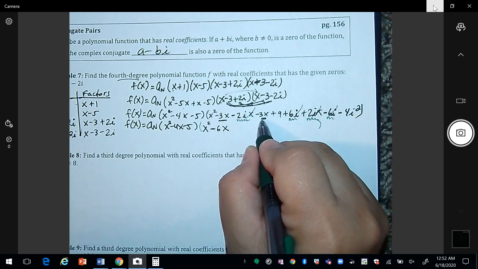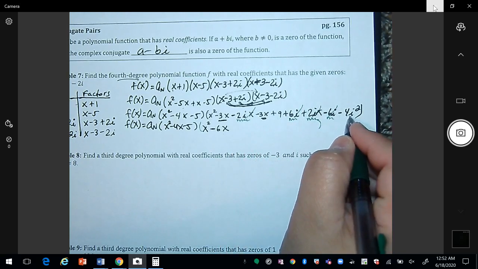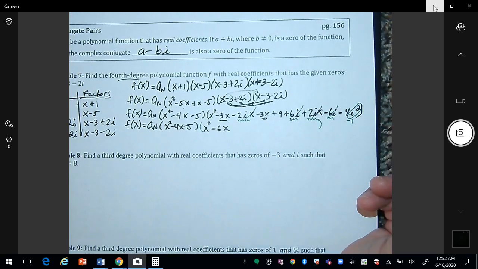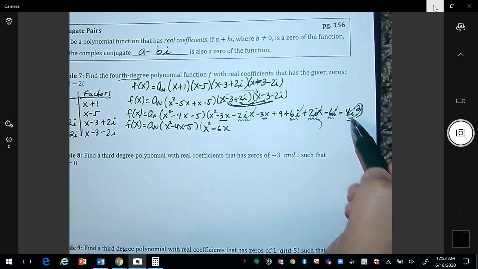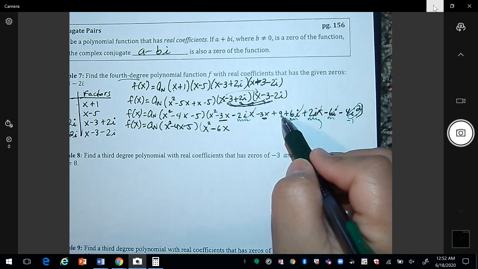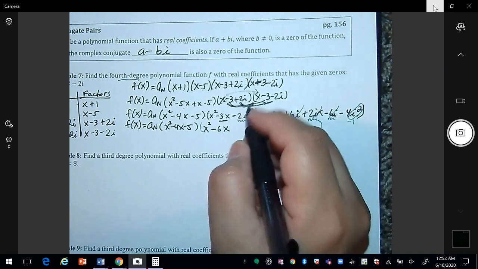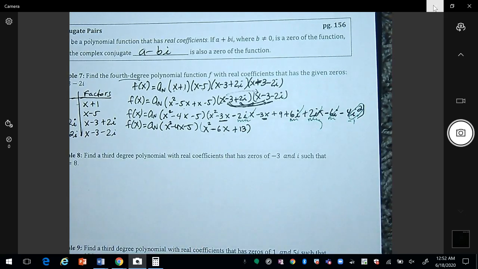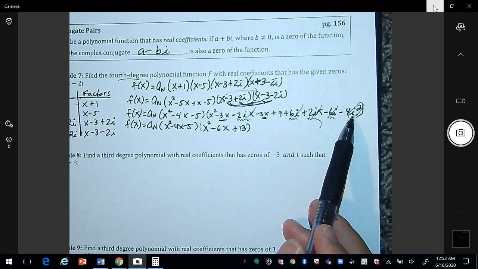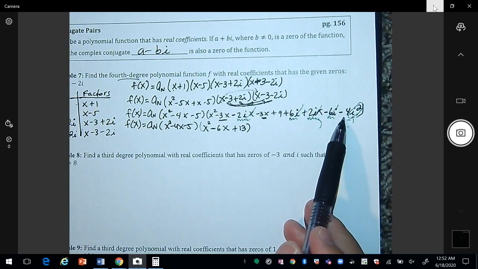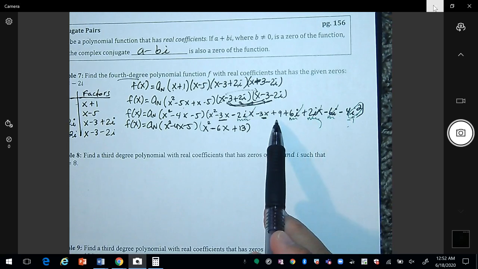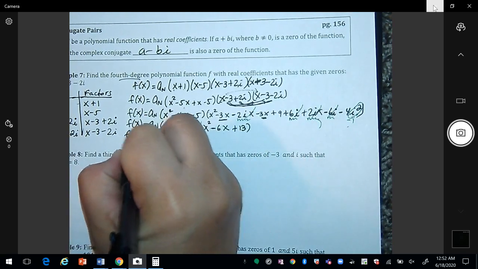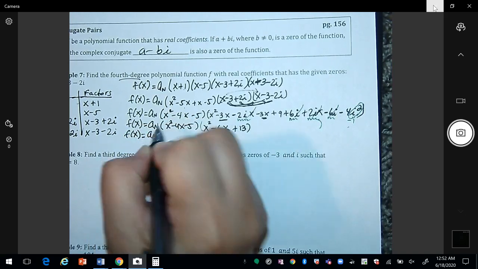And then I have negative 4i squared. Remember, your i squared, we can substitute it with a negative 1. So negative 4 times negative 1 is positive 4, plus a 9 would give me 13. So let me repeat that. So i squared gives me negative 1 times negative 4 is positive 4, plus the 9 gives me 13. So we keep multiplying out.